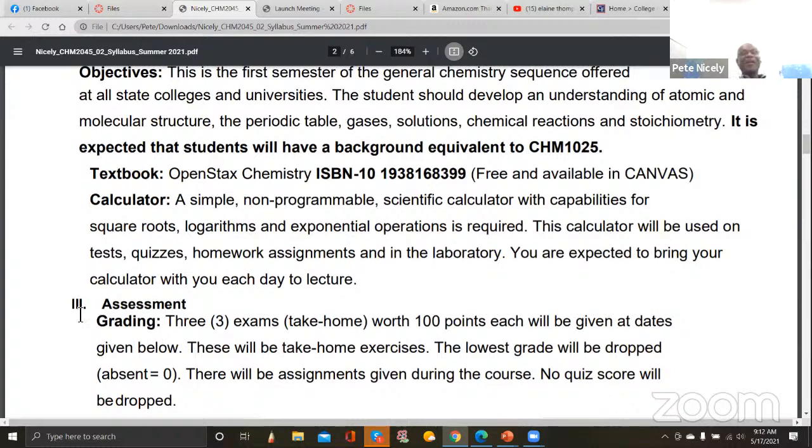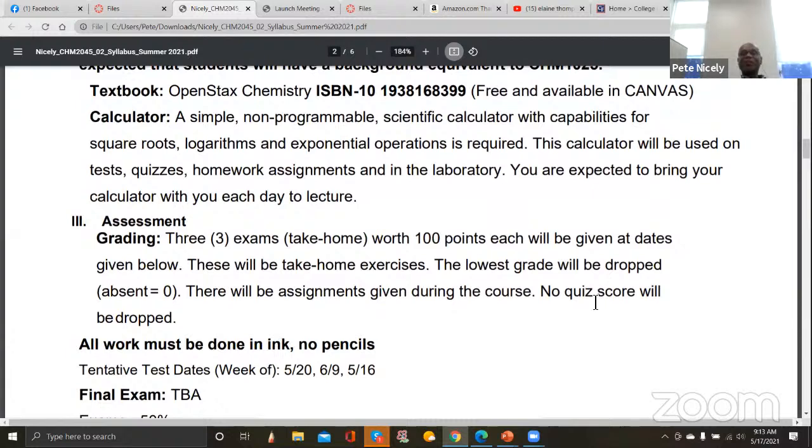And of course, you're expected to bring your calculator so that we can work together on calculations in class. How your grade will be assessed, you'll be given 3 exams, each worth 100 points, and they'll be given at the dates below. And these will be take-home exercises. The lowest grade will be dropped, and there will be assignments given during the course, and no assignment score will be dropped.